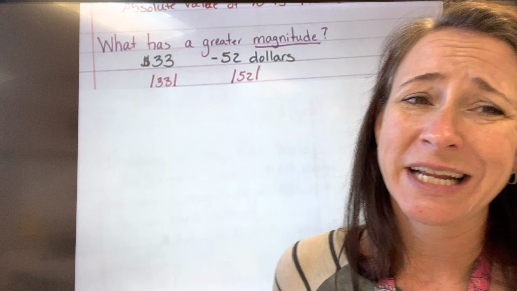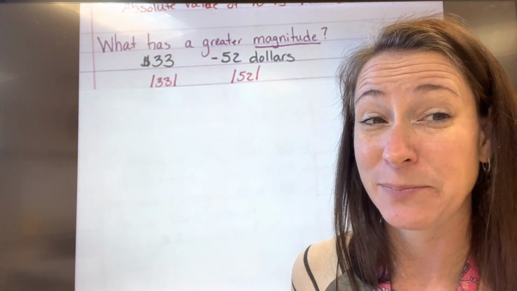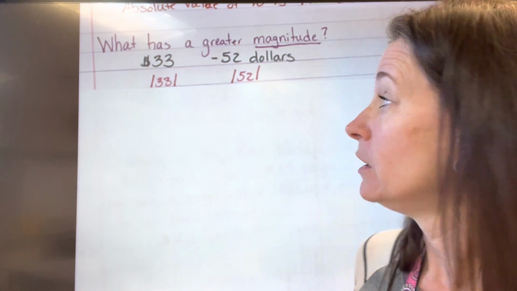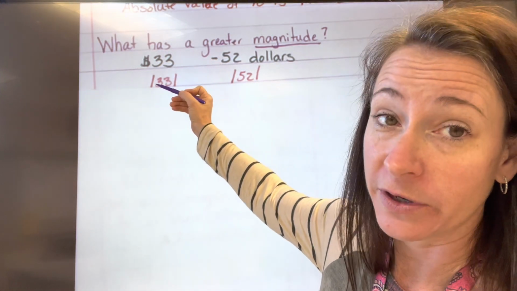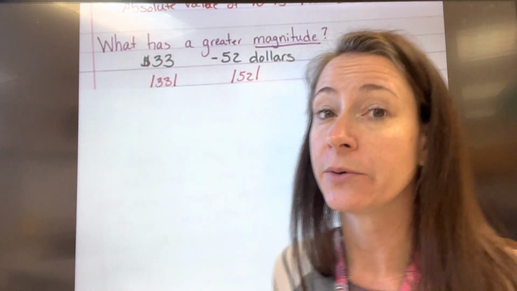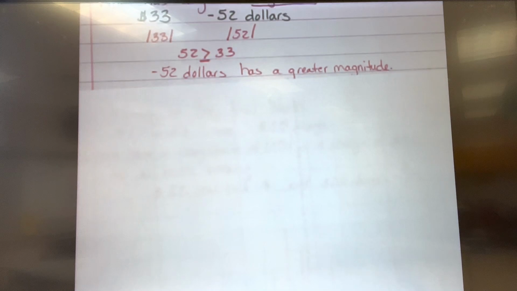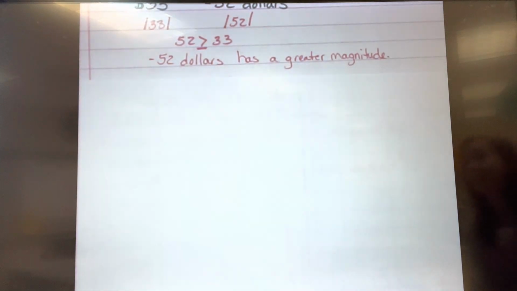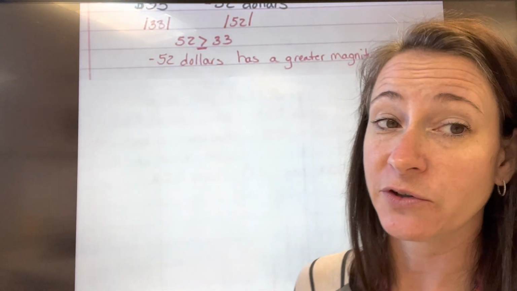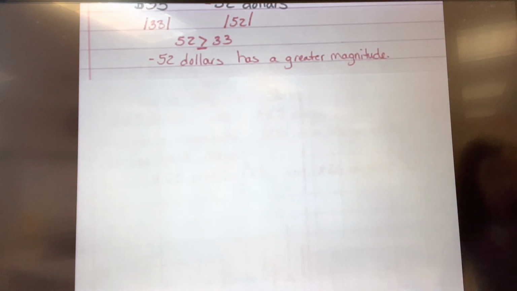But if we're looking which one has the greater magnitude, we're looking to see which one has the biggest absolute value. So absolute value of 33 is 33. And the absolute value of -52 is 52. So obviously -$52 has a greater magnitude because the absolute value 52 is greater than the absolute value 33.